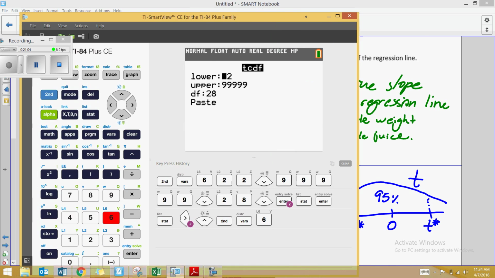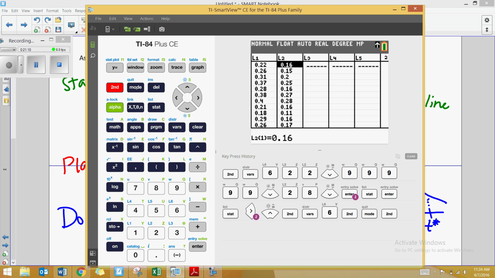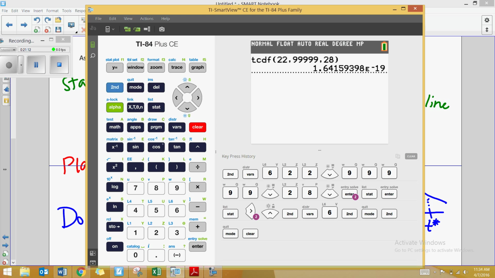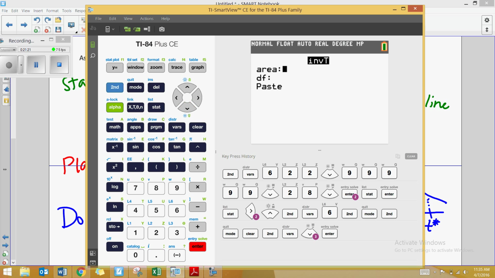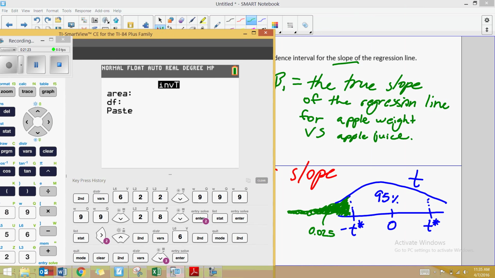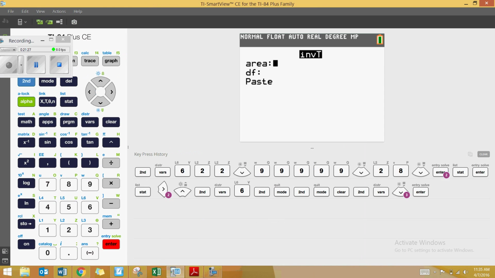So I must have selected the wrong item in my calculator. So let's go back. Let's go all the way back. And we'll go to second vars. So if it's not TCDF, it must be inverse T. All right, so inverse T is going to ask me for an area. I know that. I just found it in the green. It's 0.025.